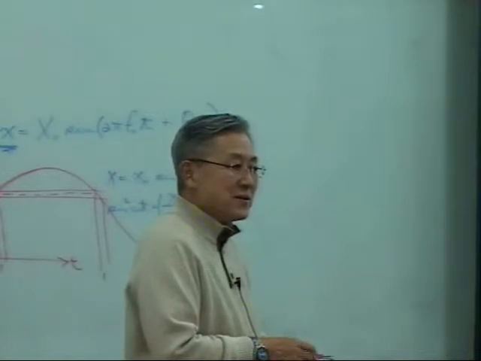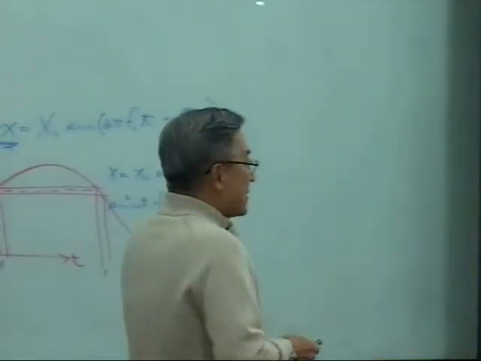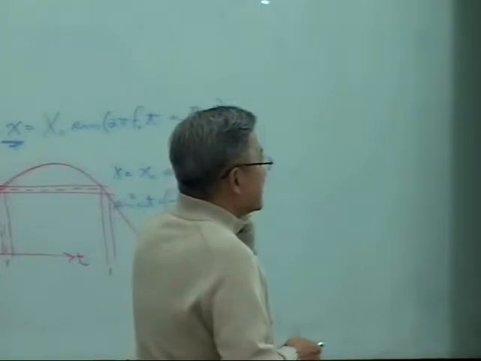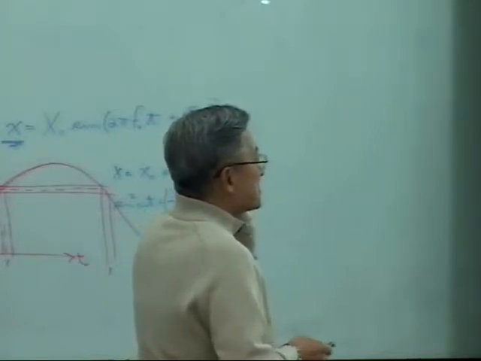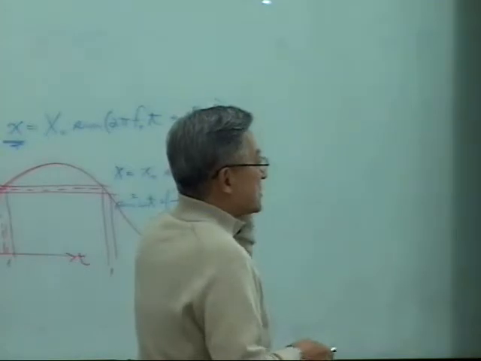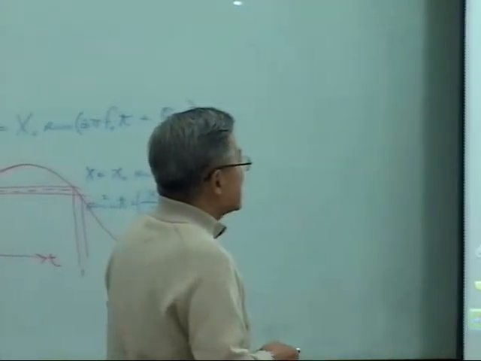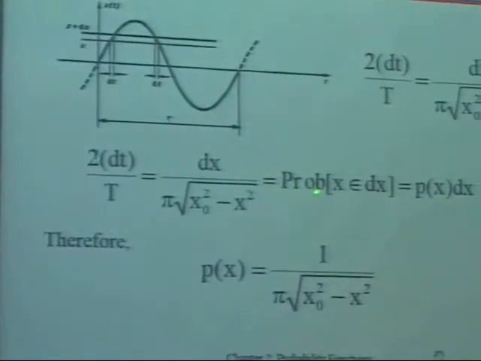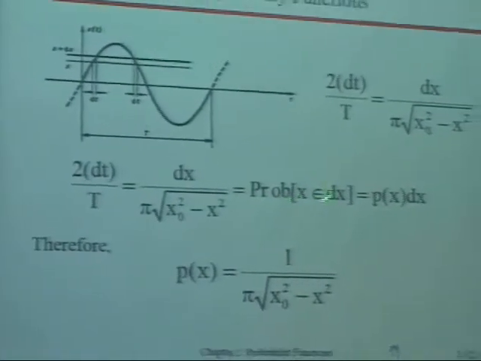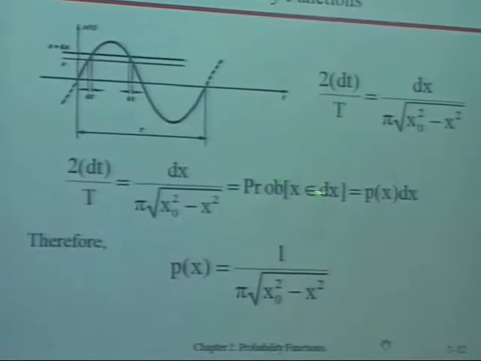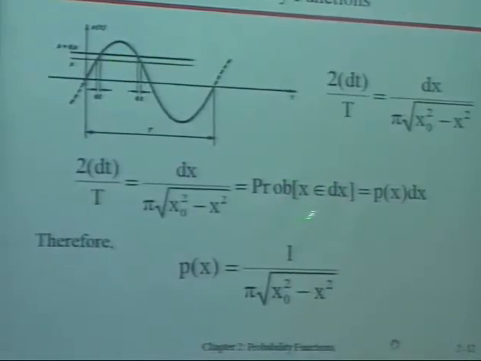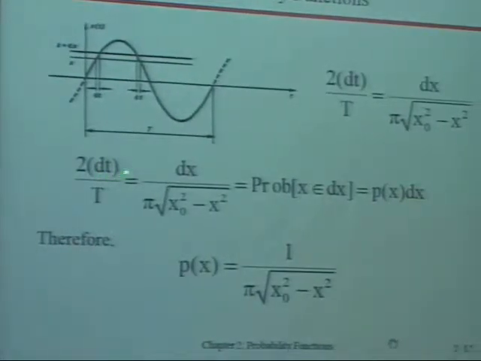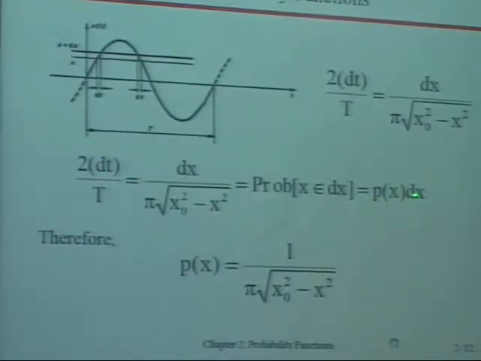Is it no magic? It's very clear. Compare with the previous page. This is just simplified, nothing more. So this is equal to the probability that x belongs to dx over here, which is equal to p(x) dx.